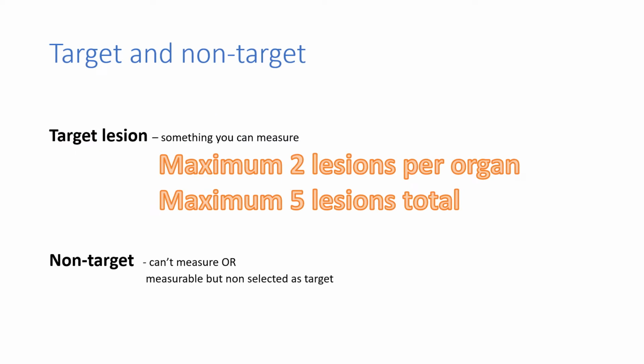So central to RECIST 1.1 is the concept of target and non-target lesions. Put simply, target lesions are those that can be measured, and non-target lesions are those that can't be measured, such as a pleural effusion, or can be measured, but you haven't selected them as a target lesion. We'll talk about that in a sec. Importantly, RECIST 1.1 limits the number of target lesions, so a maximum of 2 lesions per organ, and a maximum of 5 lesions total.